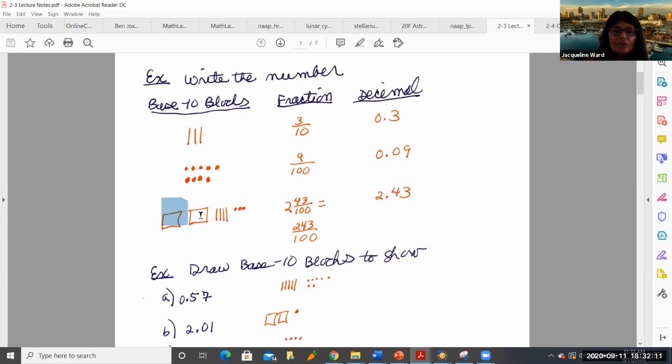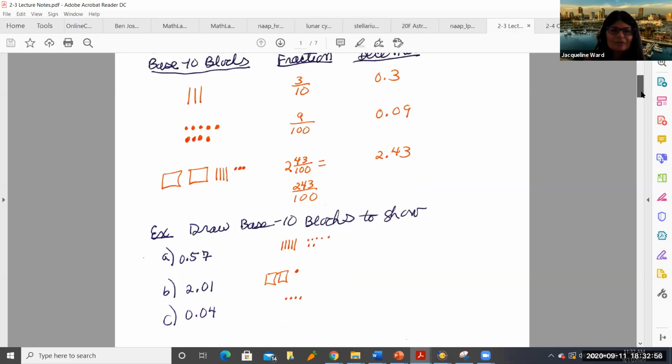And this number where we have 2 flats, 4 longs, and 3 units. So that's kind of like $2.43, right? You have $2, 4 dimes, and 3 pennies. A mixed numeral, that would be 2 43/100ths. Or as a true fraction, it would be an improper fraction, 243/100ths. So you want to be fluid with your number sense and understanding the place value system, understanding how to represent numbers, including decimals, in different ways using these base 10 blocks, and how to go between fractions and decimals.